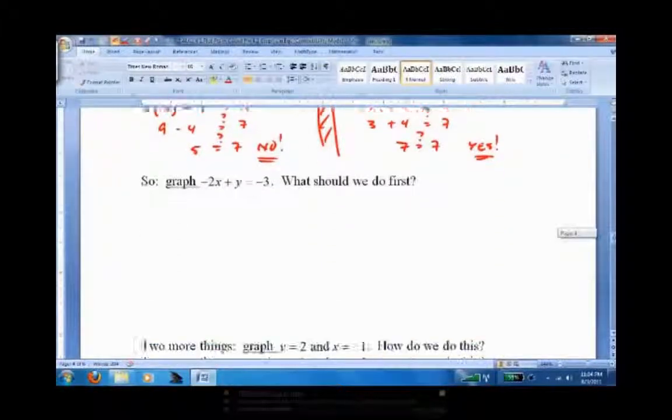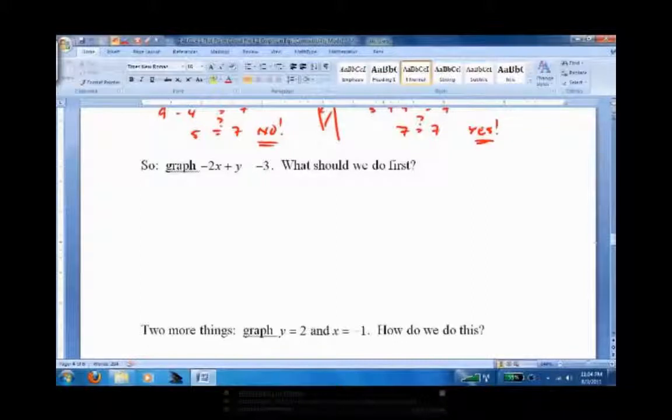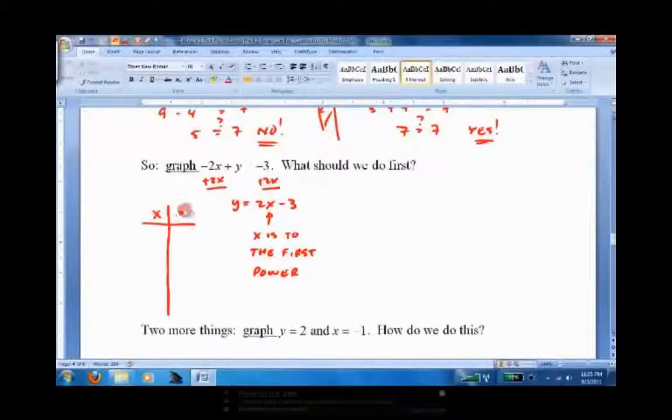So, graph negative 2x plus y equals 3. Well, what should you do first? Well, we've been practicing these, and I'll show you a better way to do this soon. But for the time being, y equals 2x minus 3. Notice x is to the first power. This means it's going to be a line. And as you'll learn in geometry, or maybe you already have, you only need 2 points to define a line. So we'll use that to our advantage as we go along. But right now, it makes our lives easy.